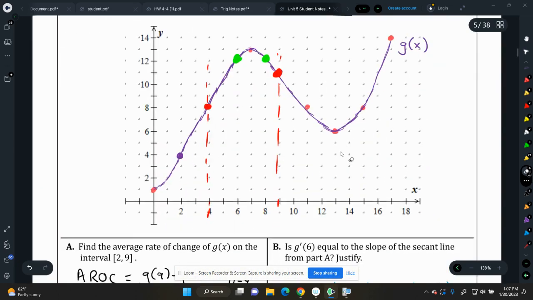So according to Rolle's theorem, this f of 4 has to be the same as f of 9. That curve would have to be coming down somewhere like that instead. Okay, everybody understand that? Okay.